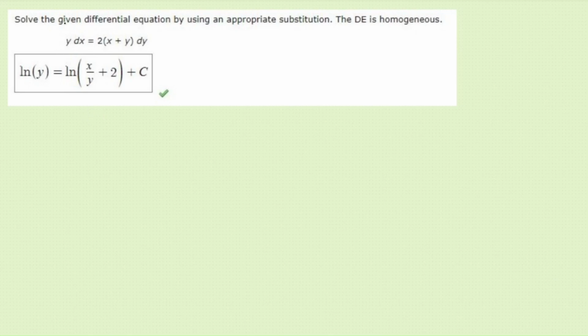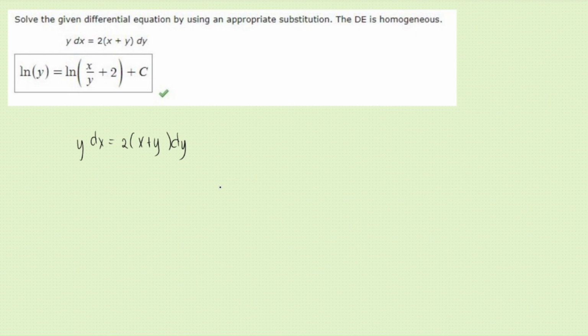So in this video, we're going to solve the given differential equation by using an appropriate substitution. The DE is homogeneous, so we'll write that down here: y dx is equal to 2 times (x plus y) dy.